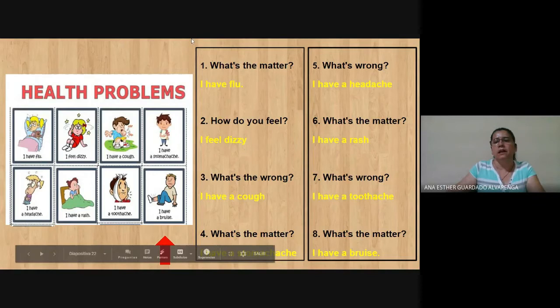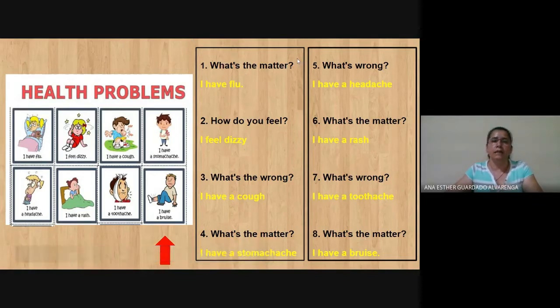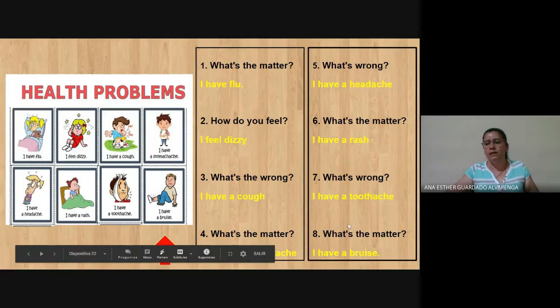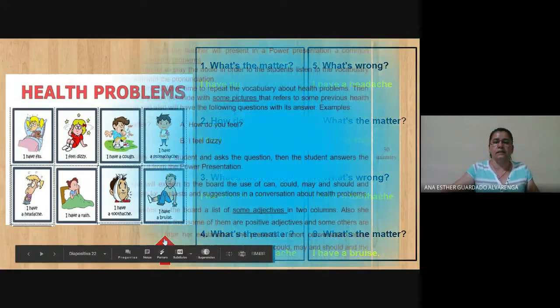And here I have 8 questions. I'm going to ask different students the questions. For example, number 1, I'm going to select one student and I'm going to ask, what's the matter? The student is going to read the sentence. She's going to give the answer, but by reading. And then I'm going to do the same with this one. And more students are going to participate in this exercise.